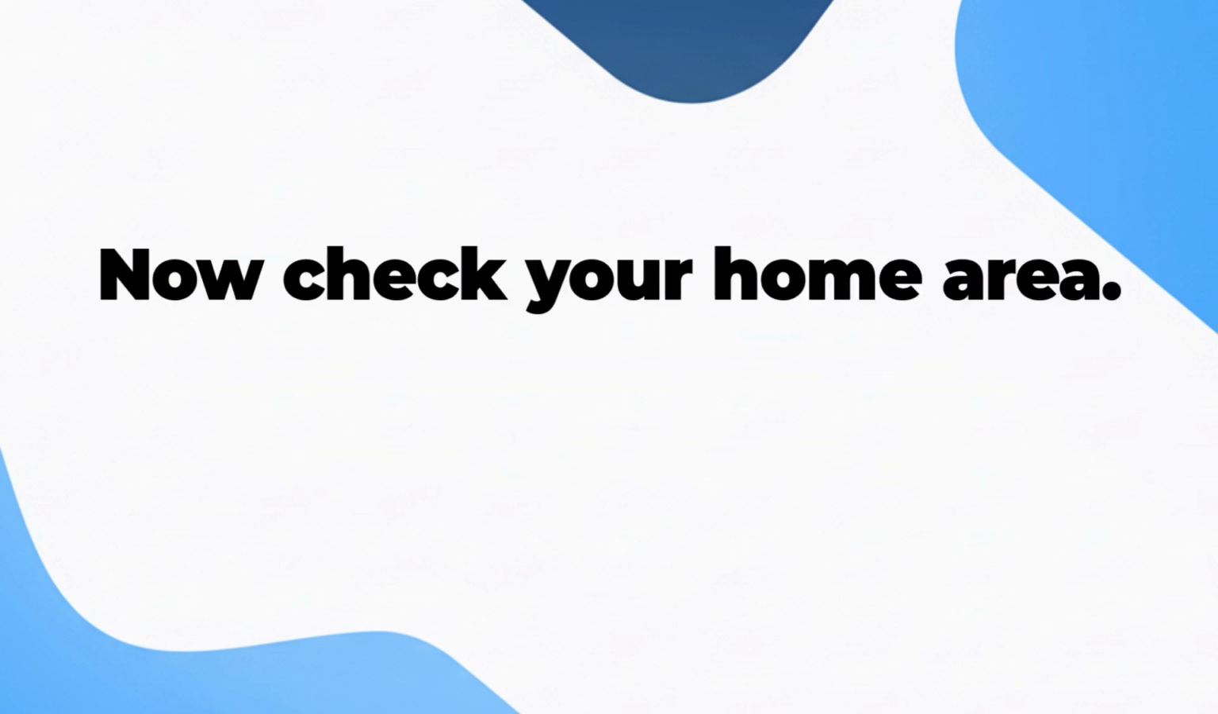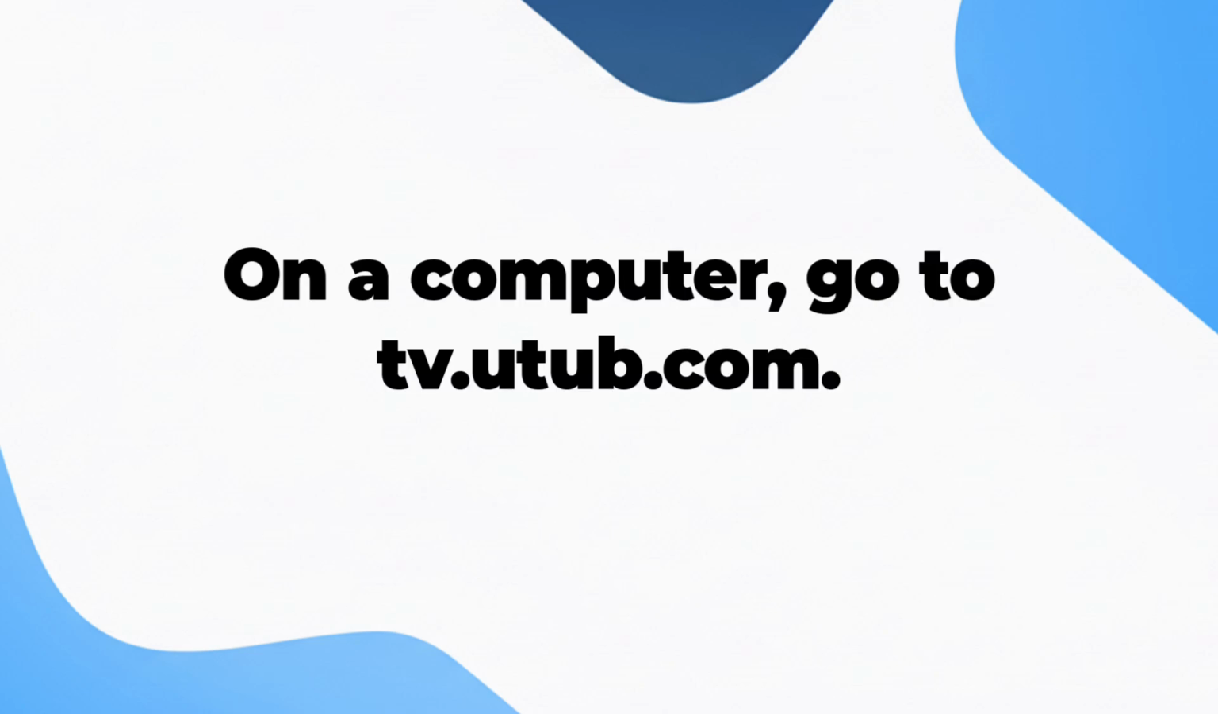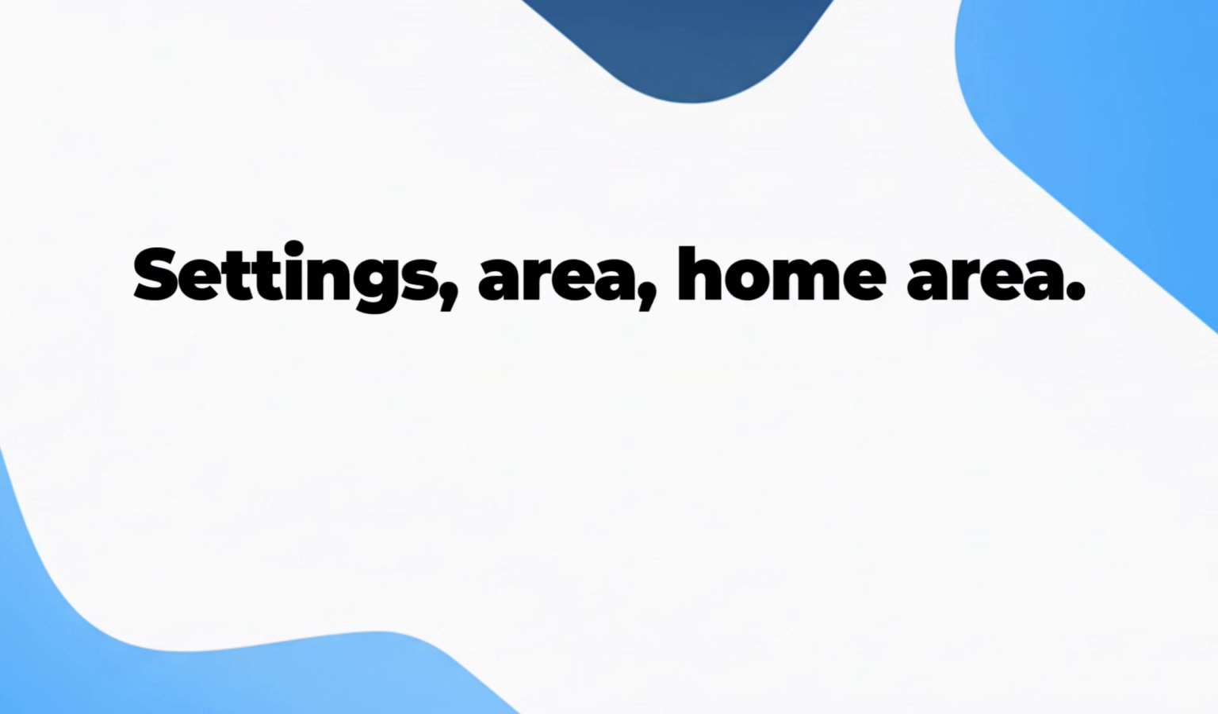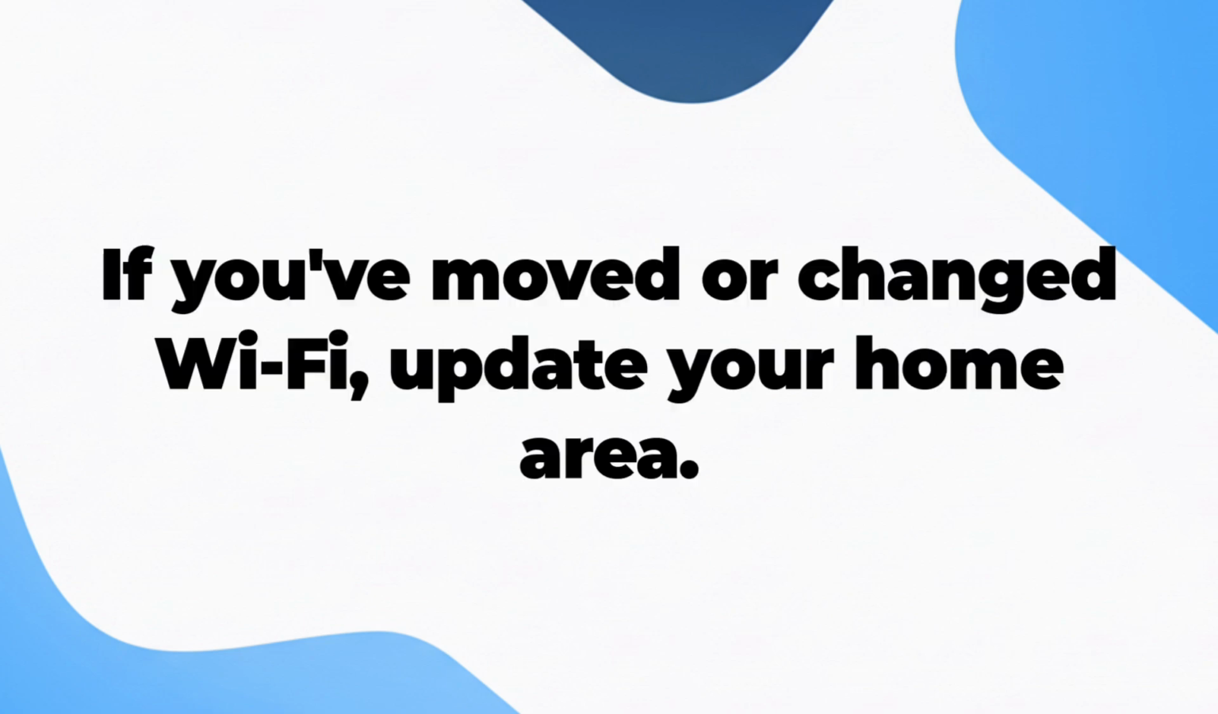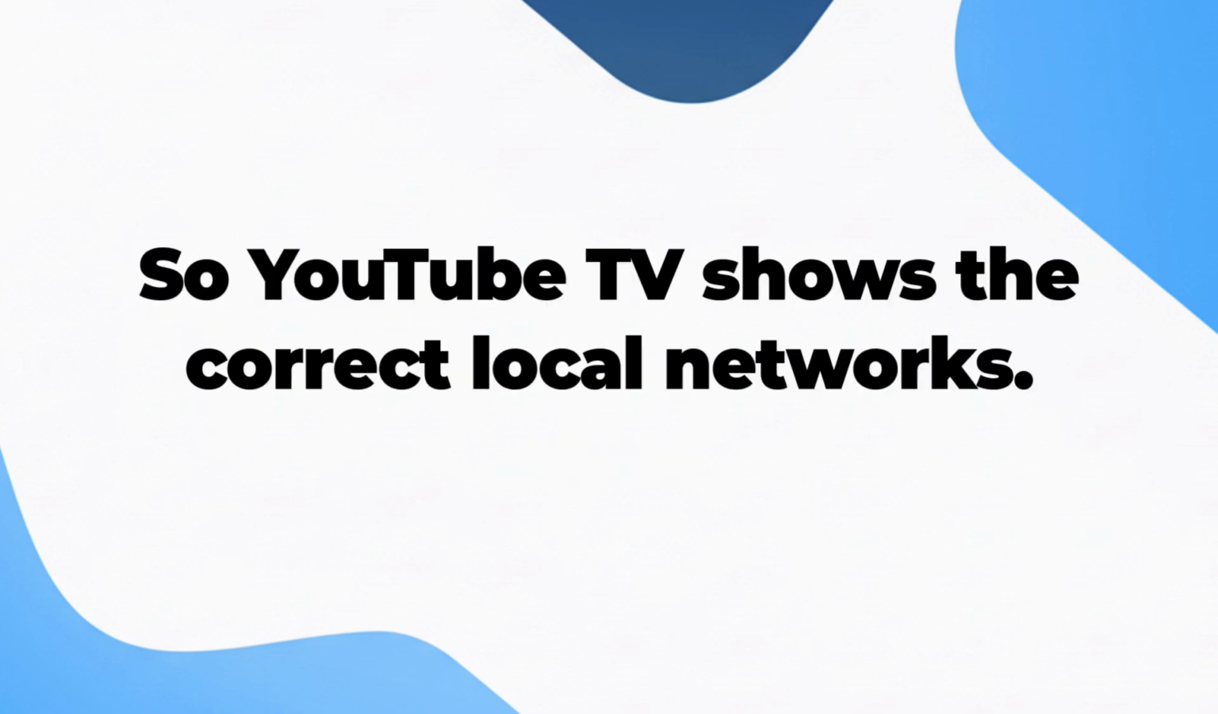Now check your home area. On a computer, go to tv.youtube.com, Settings area, Home area. If you've moved or changed Wi-Fi, update your home area so YouTube TV shows the correct local networks.